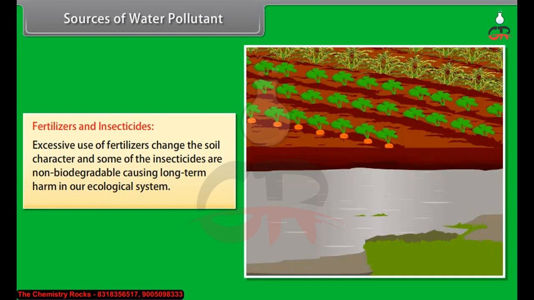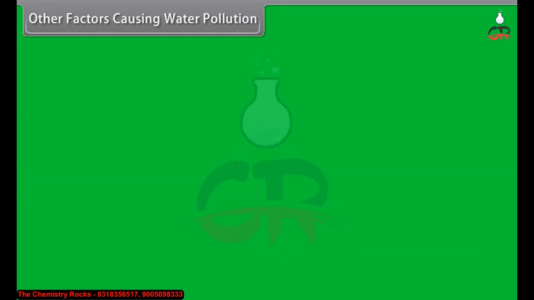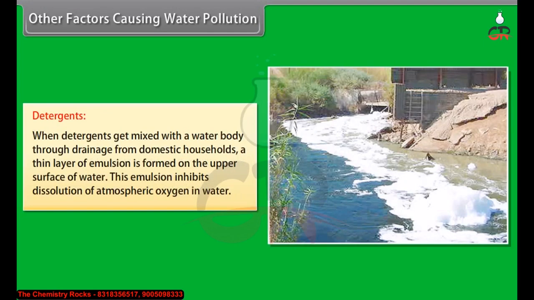Detergents. When detergents get mixed with the water body through drainage from domestic households, a thin layer of emulsion is formed on the upper surface of water. This emulsion inhibits dissolution of atmospheric oxygen in water.